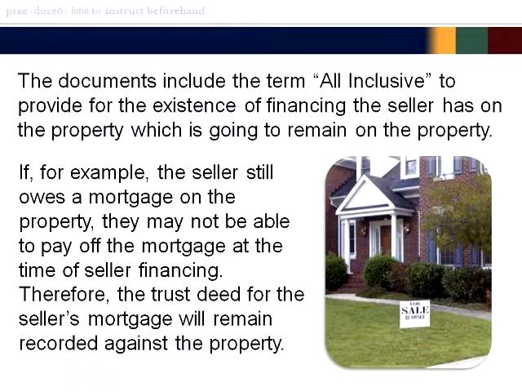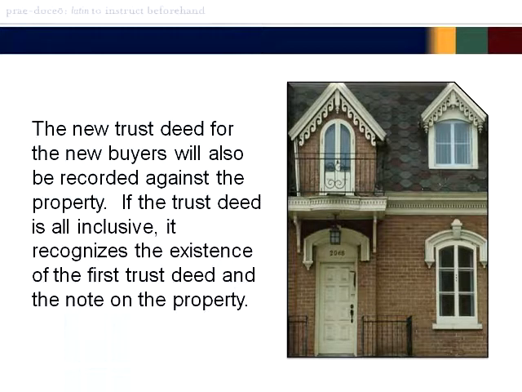The documents include the term all-inclusive to provide for the existence of financing the seller has on the property, which is going to remain on the property. If, for example, the seller still owes a mortgage on the property, they may not be able to pay off the mortgage at the time of seller financing. Therefore, the trust deed for the seller's mortgage will remain recorded against the property. The new trust deed for the new buyers will also be recorded against the property. If the trust deed is all-inclusive, it recognizes the existence of the first trust deed and note on the property.